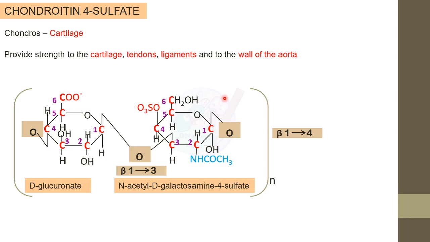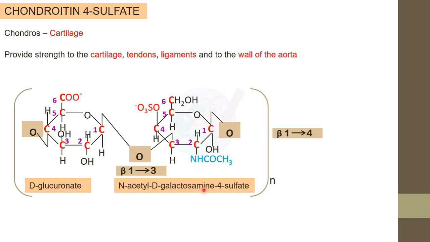Next one is chondroitin 4 sulfate. It is present in cartilage. The word chondros means cartilage. It provides strength to cartilage, tendons, ligaments, and the wall of the aorta. Here, the uronic acid present is D-glucuronate, and the second amino sugar is N-acetyl D-galactosamine. In hyaluronic acid, we have D-glucosamine.